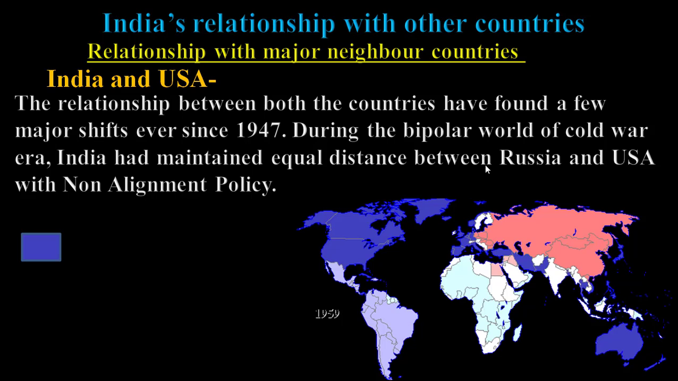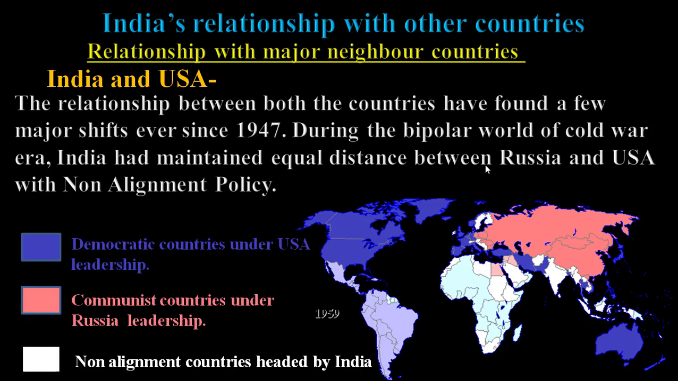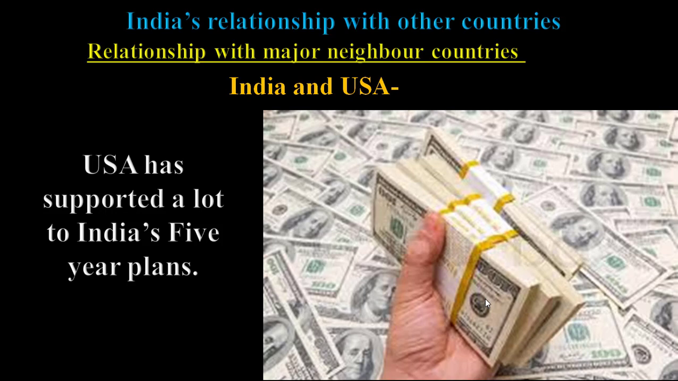India adopted the non-alignment policy. As we can see, the democratic countries under the USA are blue in color, whereas the communist countries are under Russian leadership during 1959, and the non-aligned countries are headed by India. What you are seeing in white are the non-aligned countries in the world, headed by India. USA has supported India's five-year plans a lot. The concept of the five-year plan we adopted, the USA supported a lot.